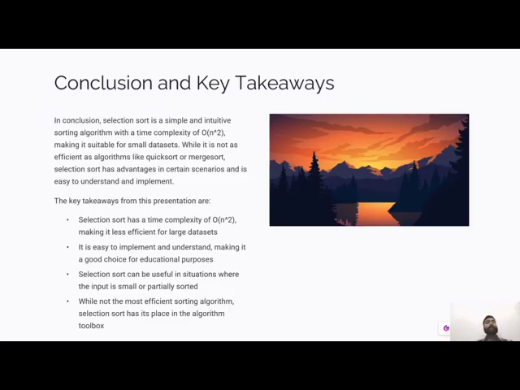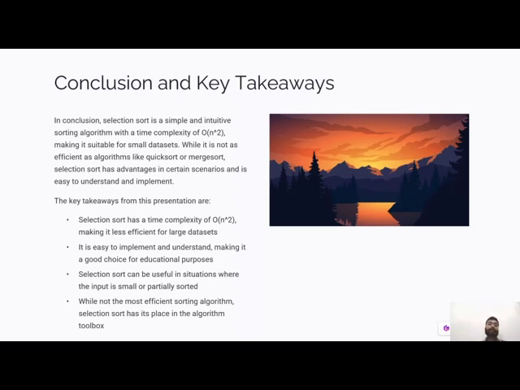Conclusion and key takeaways. In conclusion, selection sort is a simple and intuitive sorting algorithm with a time complexity of O(n^2), making it suitable for small data sets. While it is not as efficient as algorithms like quicksort or merge sort, selection sort has advantages in certain scenarios and is easy to understand and implement.